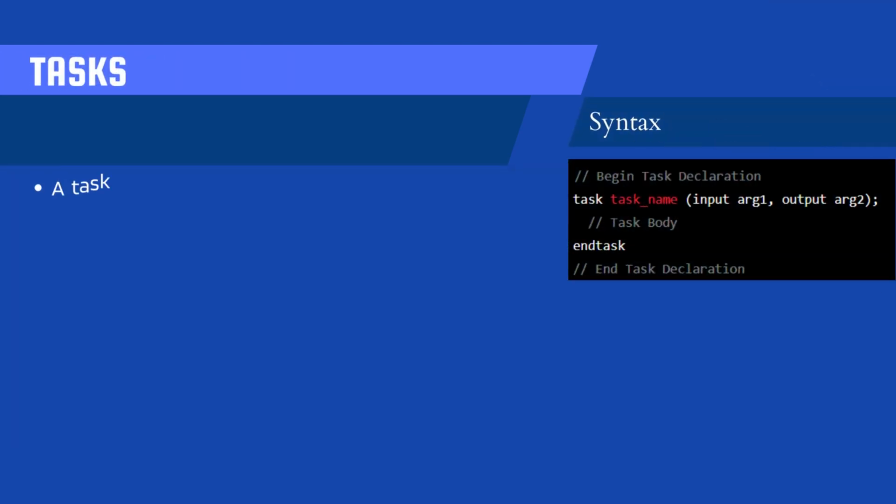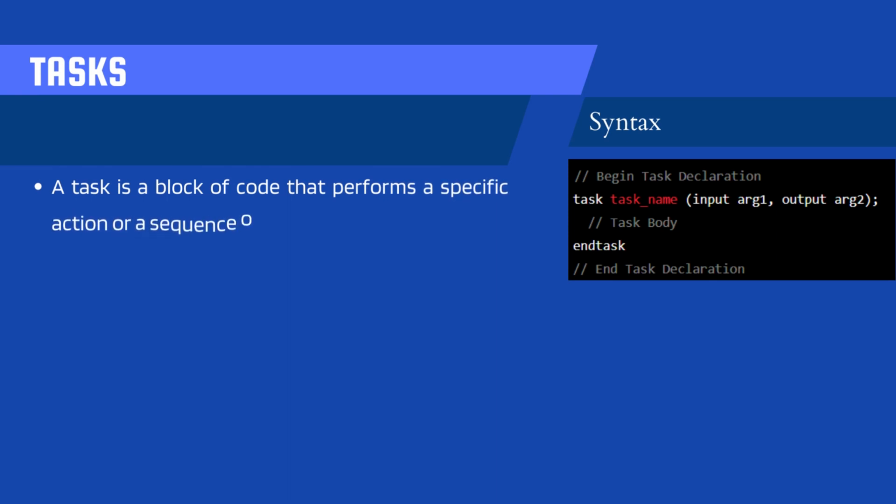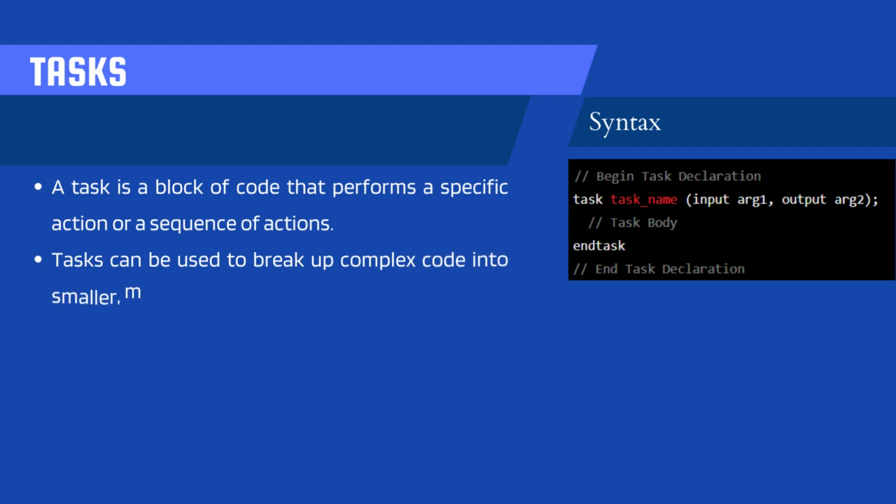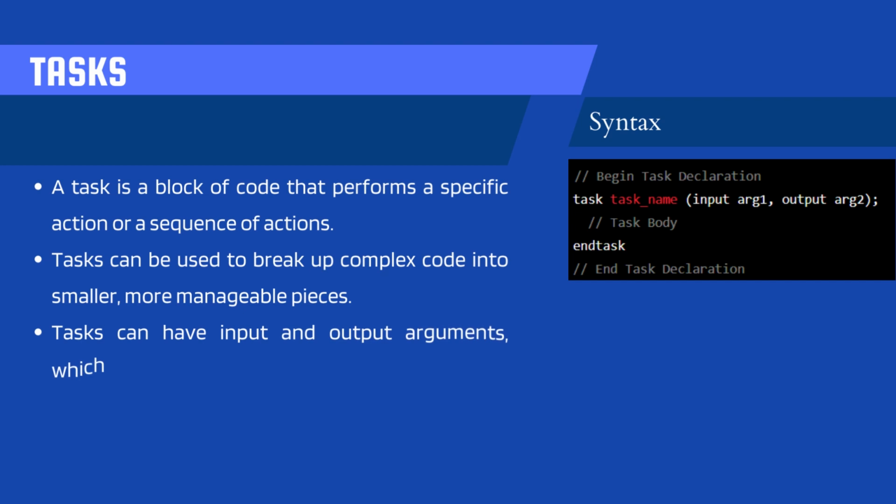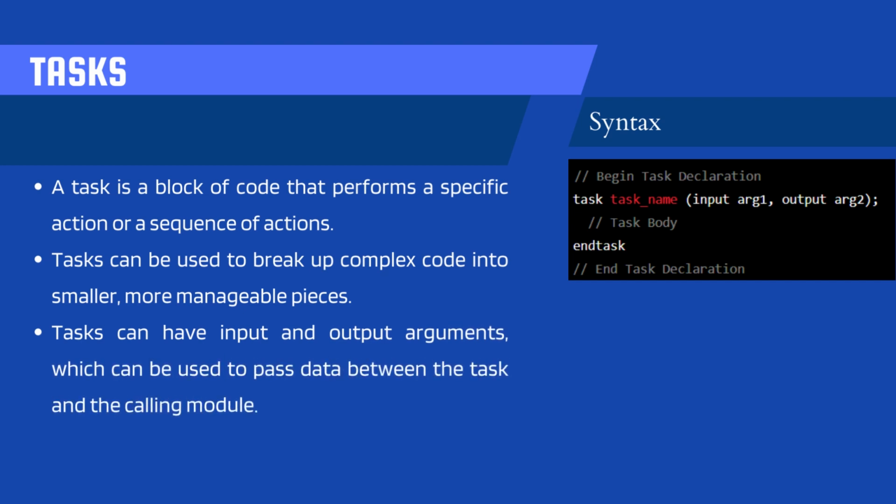In SystemVerilog, a task can contain a declaration of parameters, input arguments, output arguments, in-out arguments, registers, events, and 0 or more behavioral statements. There are two types of tasks in SystemVerilog. What are tasks? A task is a block of code that performs a specific action or a sequence of actions. Tasks can be used to break up complex code into smaller, more manageable pieces.